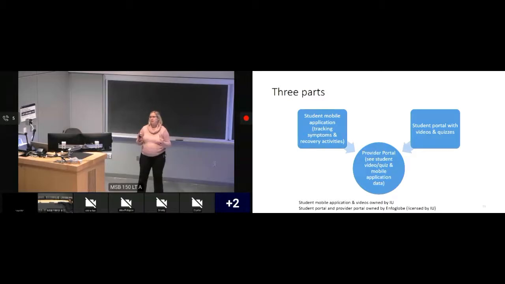Ultimately, the system was designed to have 3 parts, and I'll go in the next couple of slides into the development of this, some of the challenges we faced, some of the solutions, and I'll also give you examples and take you through each of these parts in more detail. But basically, the first part is the student mobile application, and that's for students to track their health symptoms, things like their cravings, their mood, and then also their recovery activities.